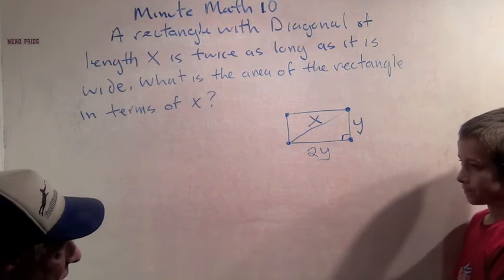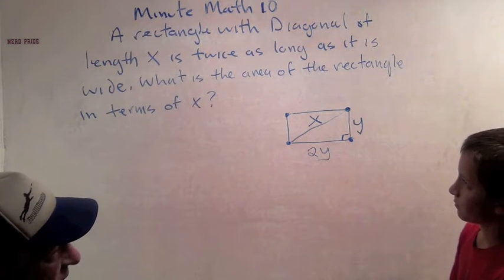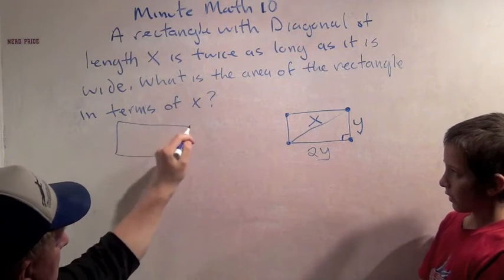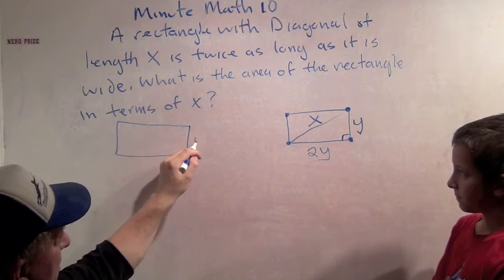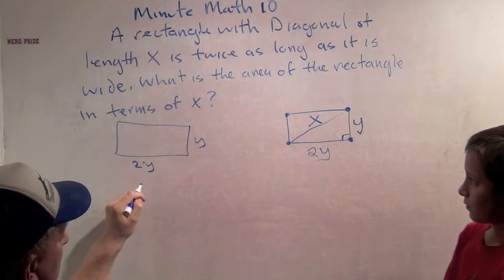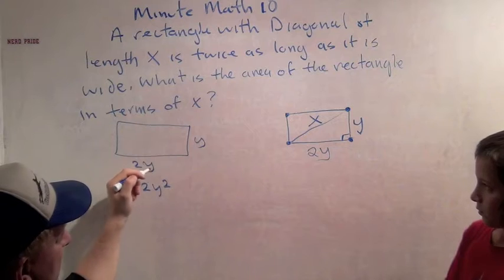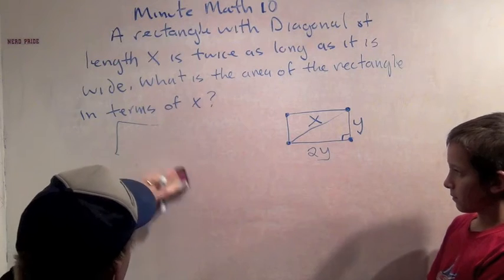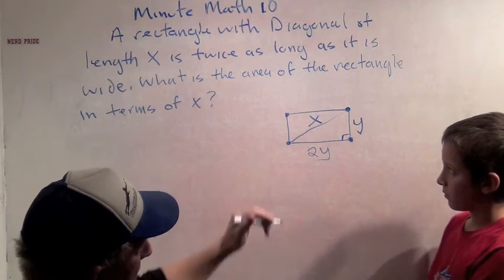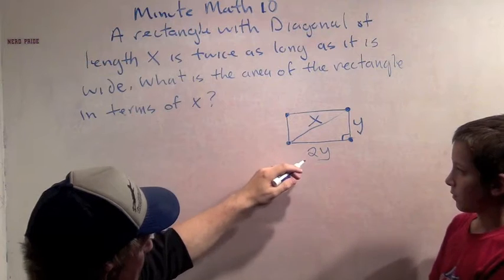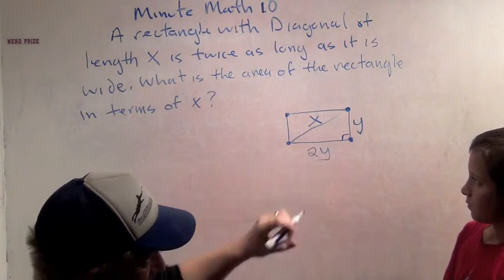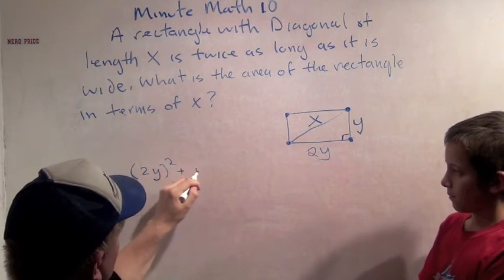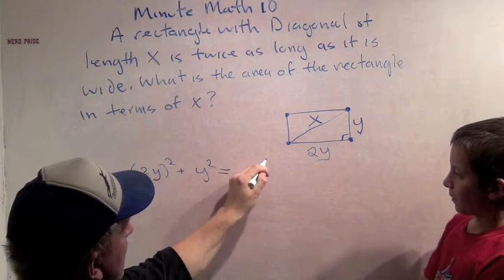And what is the area of a rectangle? How do you compute the area of a rectangle? It's length times width. So the area of our rectangle is 2y times y, or 2y squared. But it wants it in terms of x. So the only way to get y in terms of x is to use the Pythagorean theorem, which tells us that a squared plus b squared equals c squared. So (2y) squared plus y squared is x squared.